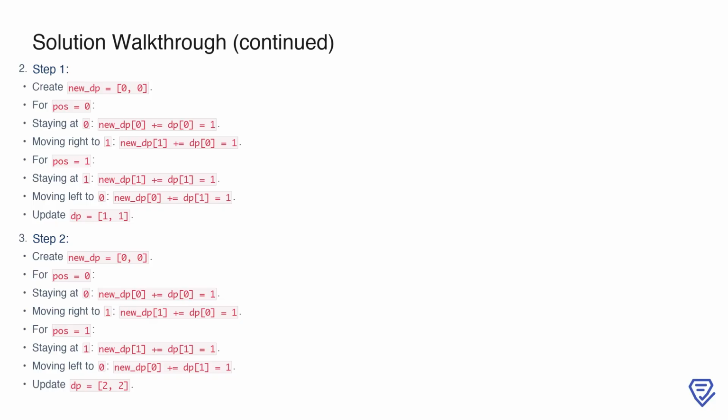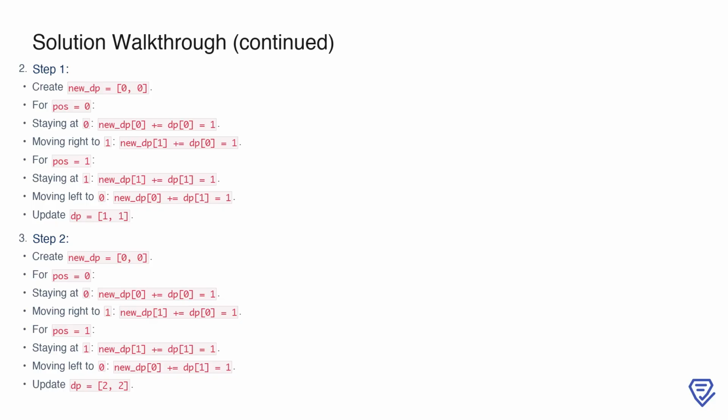Starting with position 0, we can either stay at 0 or move right to 1. Staying at position 0 adds 1 to new_DP[0], and moving to position 1 adds 1 to new_DP[1]. For position 1, we can either stay at 1 or move left to 0. Staying at position 1 adds 1 to new_DP[1], and moving to position 0 adds 1 to new_DP[0]. After all calculations, we update DP to [1, 1], indicating one way to be at each position after the first step.